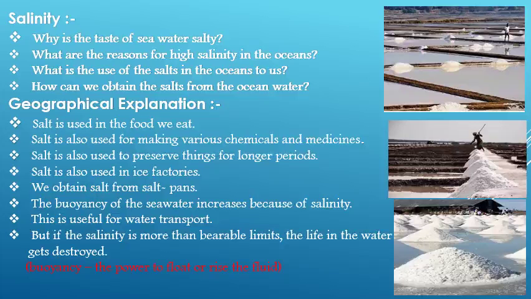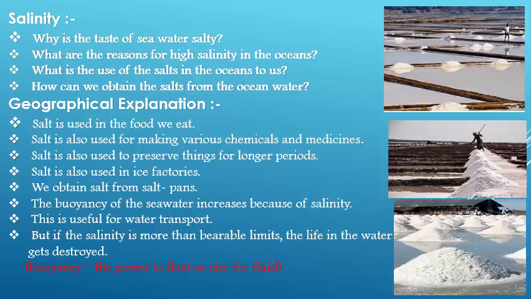You can see in the image, children, here it is shown. These are all nothing but salt pans, where square shaped salt pans have been made and the water is allowed to evaporate in the sunshine. In a few days, the water evaporates, leaving behind the salt. The salt obtained is collected and transported to factories, where it is purified and packed for consumption. And that's how we obtain salt from the ocean water. I hope all the questions on salinity are clear to you.